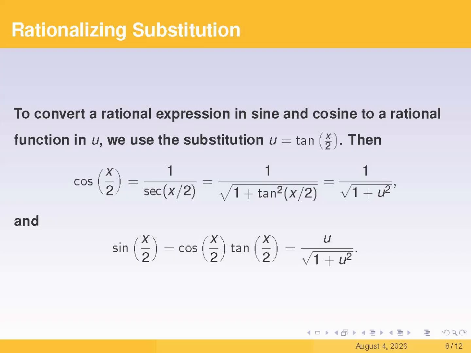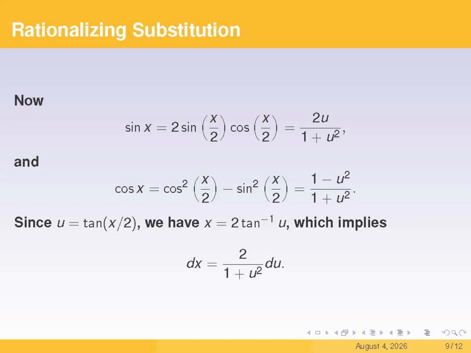The last line for the sine function uses the same transformation technique. The first equality there relies on a simple trigonometric property, and the last equality is again obtained by substituting u equals tangent of x over 2.